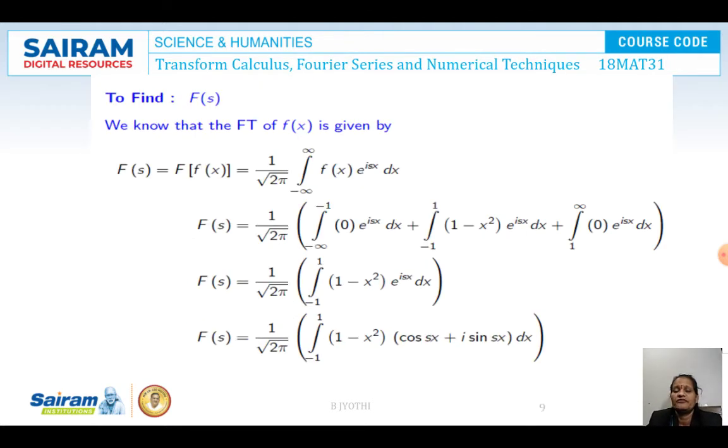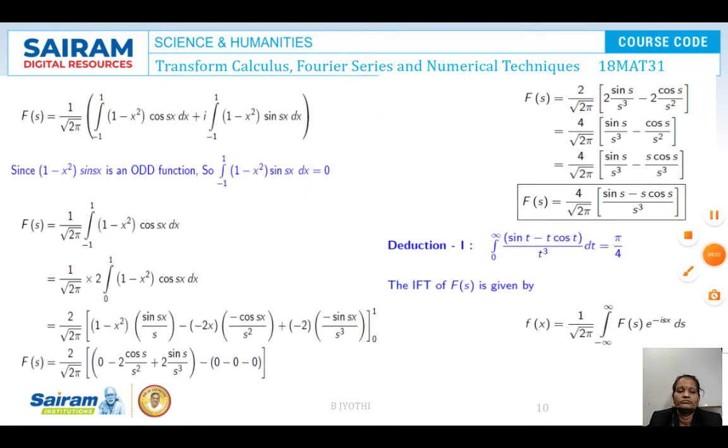To find f of s, let us consider the definition and separate the limits minus infinity to plus infinity as minus infinity to minus 1, which is 0; minus 1 to plus 1, which is 1 minus x square; and 1 to infinity, which is 0. So, only the middle part remains, and in that, e to the power of isx is expanded as cos sx plus I sin sx.